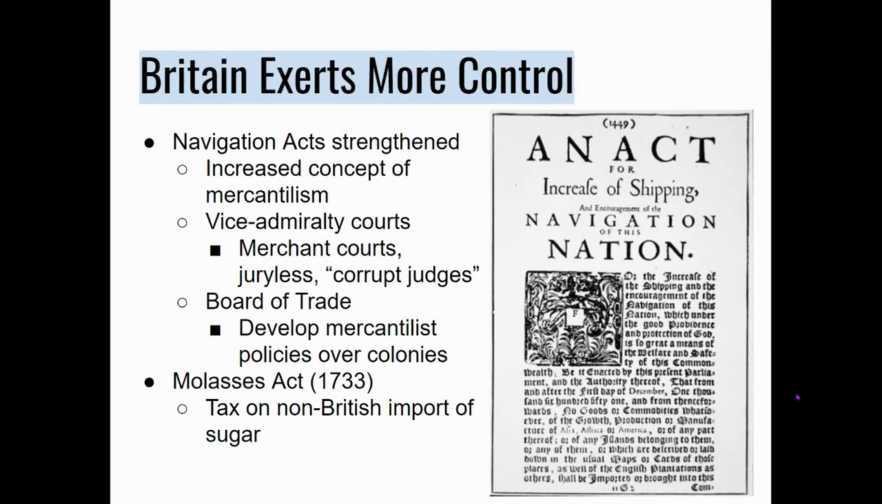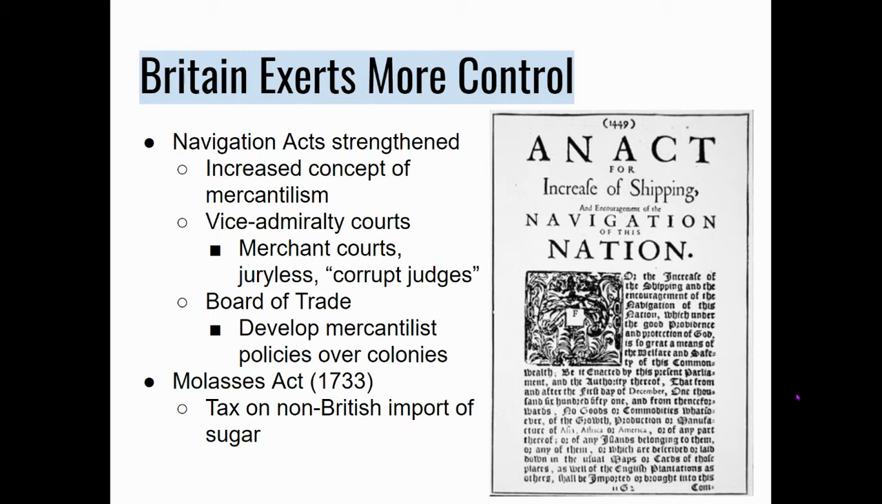However, Britain will begin to exert some control before we even get to the French and Indian War. One of the things they've been doing was looking at the Navigation Acts and strengthening those. If you recall, mercantilism is the idea that a country's value is based on how much wealth it has, and the only way to get more wealth is to have colonies, which serve the dual purpose of, on the one hand, providing the natural resources, but also, on the other hand, being able to buy the finished product from manufacturing.